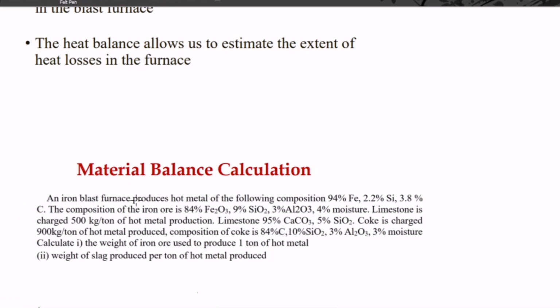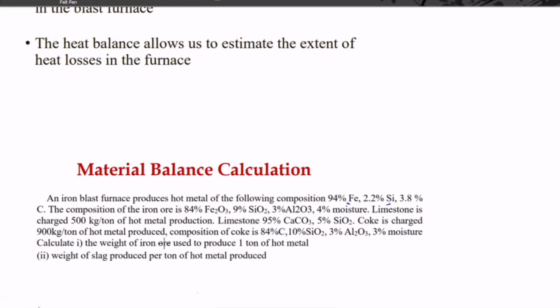It said that an iron blast furnace produces a hot metal of the following composition: 94% of iron, 2.2% of silicon, 3.8% of carbon. The composition of the iron ore is 84% of what? Hematite, 9% of what? Silica, 3% of alumina, 4% of moisture. Limestone is charged 500 kilogram per ton of hot metal production. The limestone is 95% of calcium carbonate, 5% of silica. Coke is charged 900 kilogram per ton of hot metal produced. Composition of coke is 84% of what? Carbon, 10% of silica, 3% of alumina, and 3% of moisture.